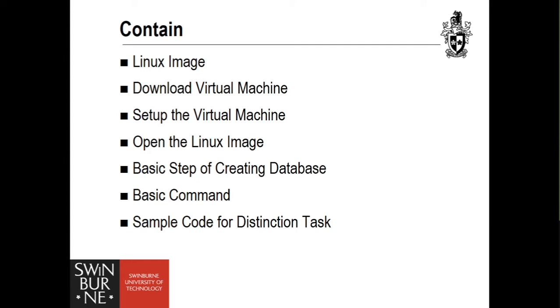First is the Linux image: how to download the virtual machine, how to set up the virtual machine software, and how to open the Linux image by using the virtual machine software. I will also describe the basic steps of creating the database, the basic commands of Linux, and the last one, the sample code that we can use in the distinction task.